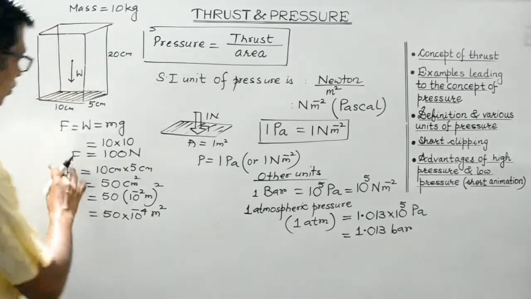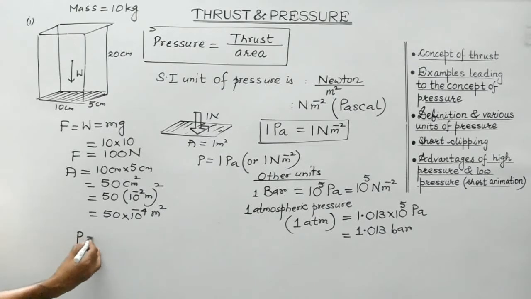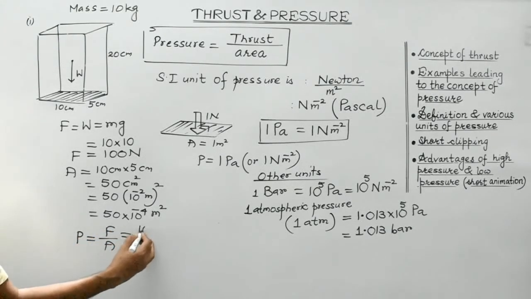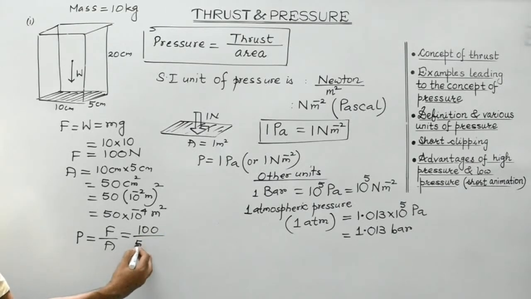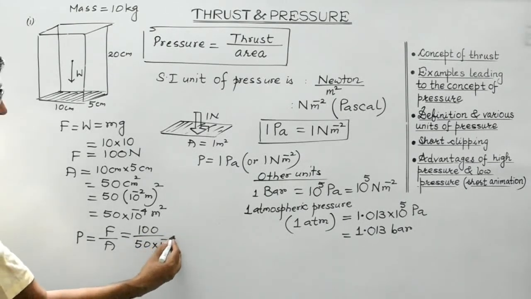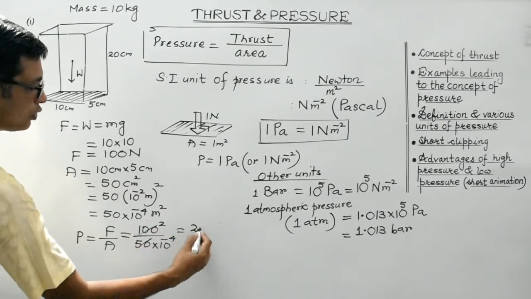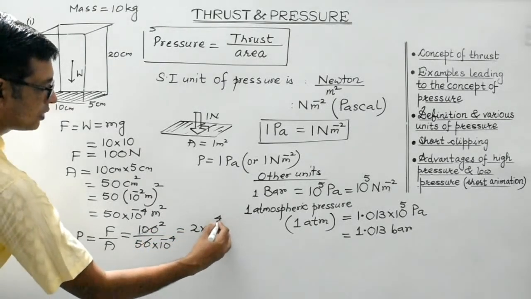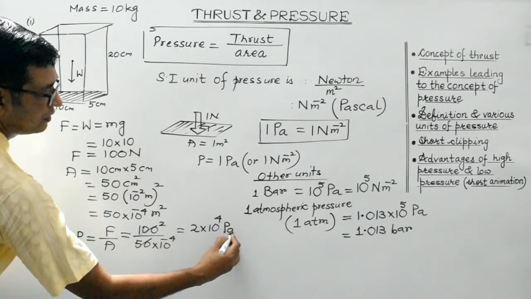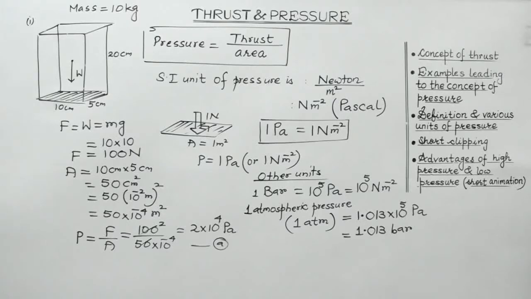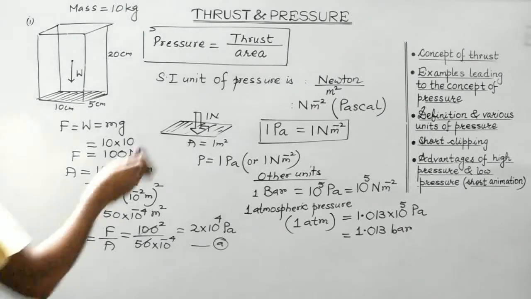Clear, students? So what about the pressure in this case? Pressure is force per unit area. So it will be equal to 100 divided by 50 into 10 to the minus 4. So what we get is 2 into 10 raised to the power 4 Pascal. So this is case 1. Let us consider this to be case 1, right?